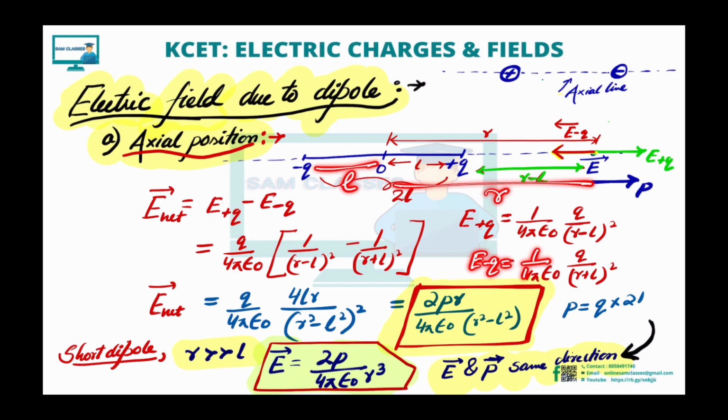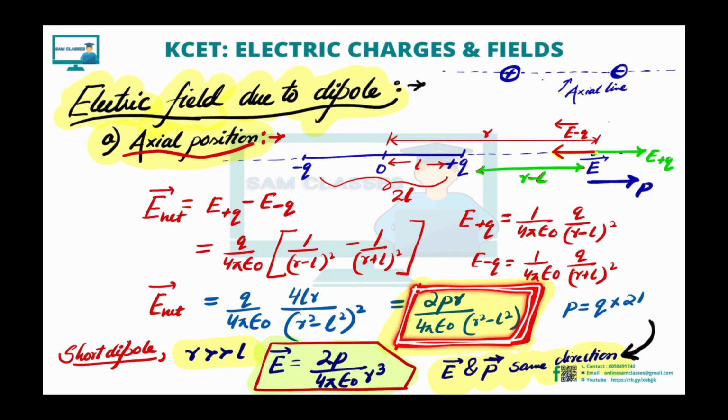And if you see, this part is L and this part is R. So for E of minus Q, the electric field will be 1 by 4 pi epsilon naught Q by R plus L whole square. Once we get this, we substitute in the formula, and this final formula we need to mug up. E net is equal to 2PR by 4 pi epsilon naught into R square minus L square the whole square. Now what is this P? P is nothing but the dipole moment, equal to charge into the length. So this is important.